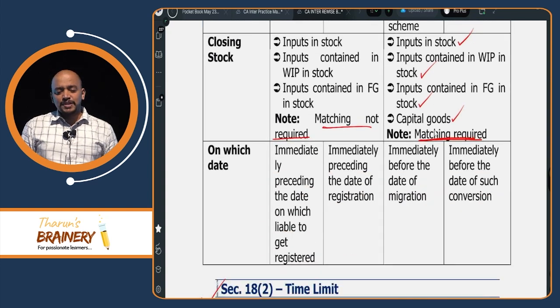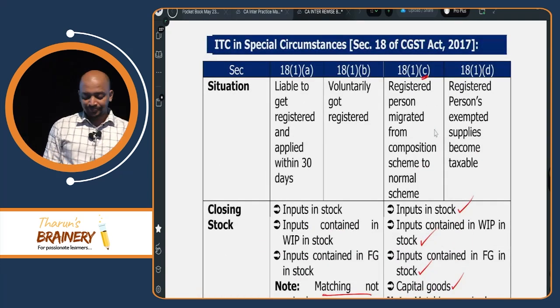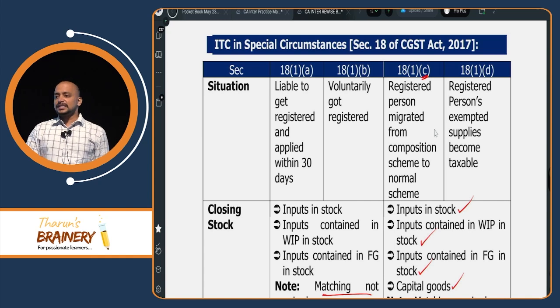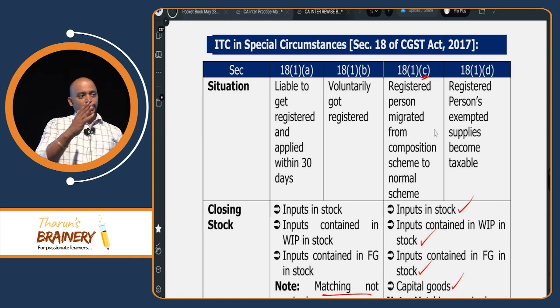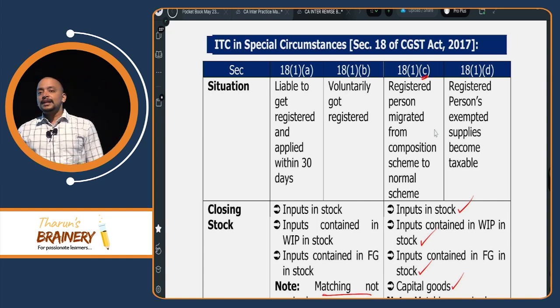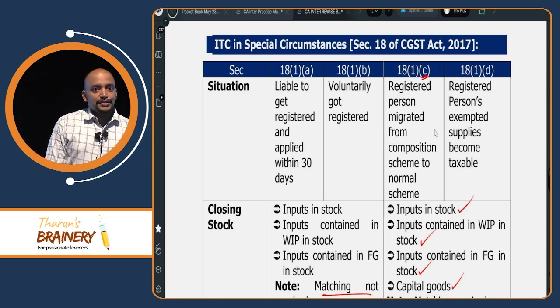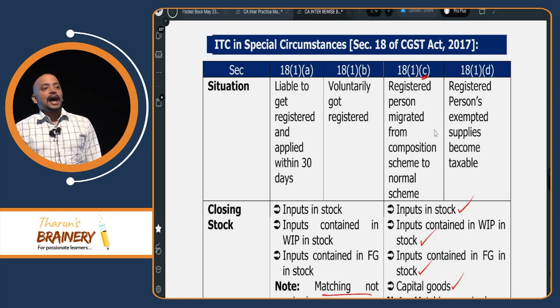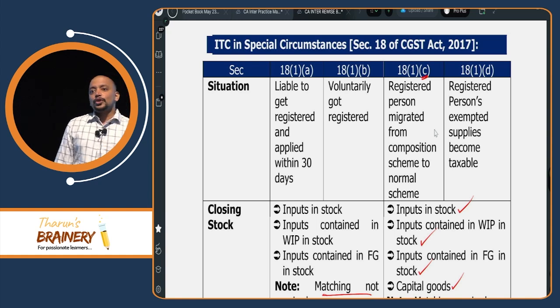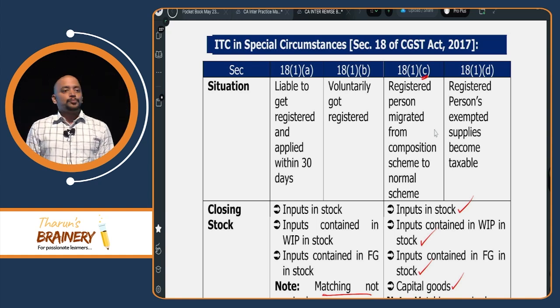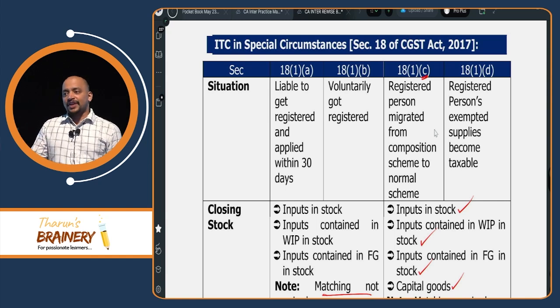So, what is the difference between 18(1)(c) and 1(d)? The situation is different. 18(1)(c) is composition scheme to normal scheme. 18(1)(d) is exempted supplies to taxable supplies. And in both cases closing stock is same. And in both cases matching is required. And in both cases before the date of conversion.